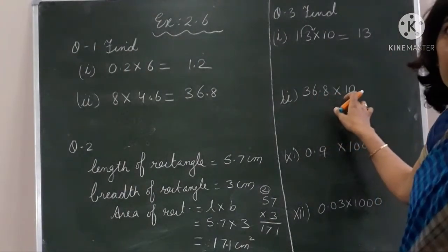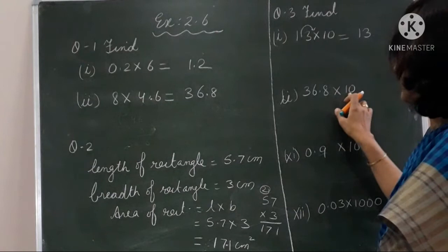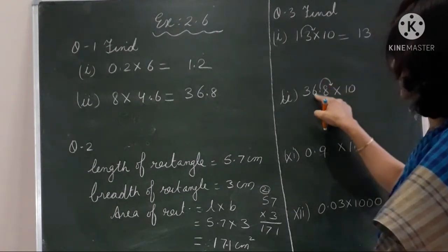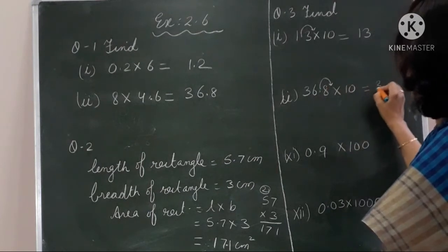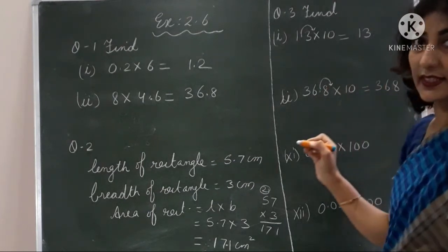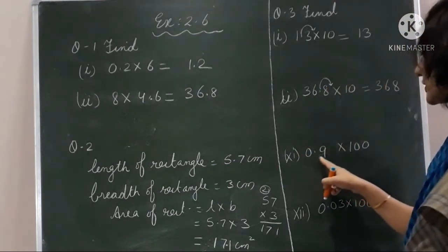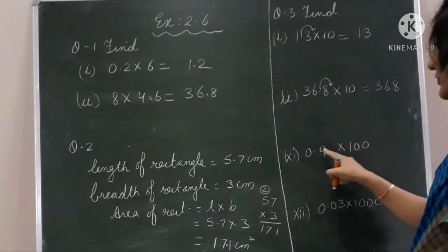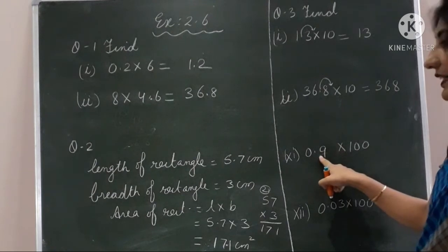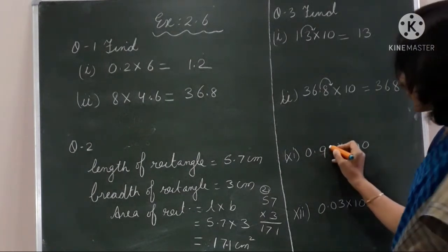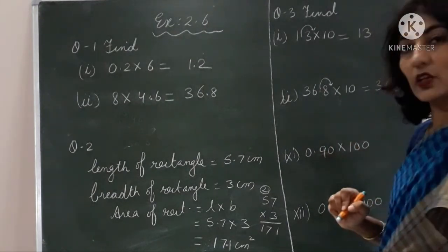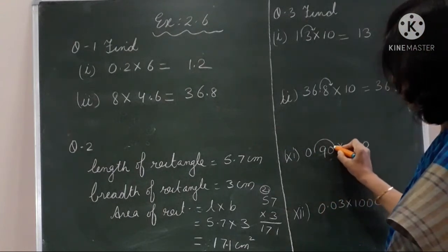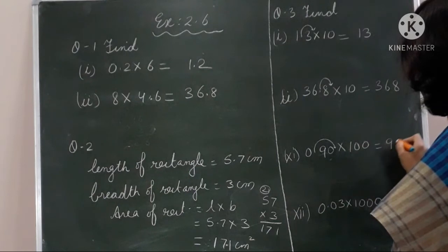Next is 36.8 multiplied by 10. Now here also in 10 there is 1 zero, so I will shift the decimal one place to the right, means the decimal will come after 8, so it will be 368. Next is 0.9 into 100. 100 has 2 zeros. So after the decimal there should be 2 digits, but I have only 1 digit here. So if I put a 0 here, now it has become 2 digits. So now shift the decimal. The decimal will come here. So it will be 90.